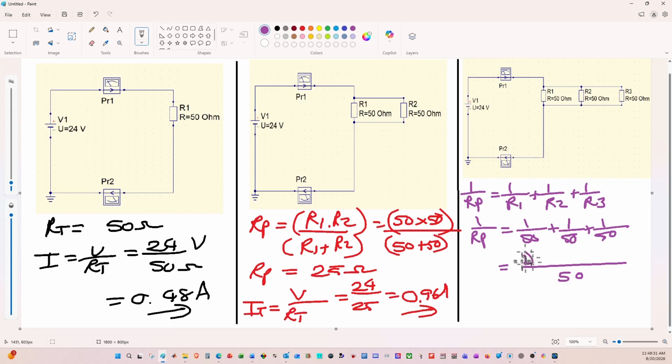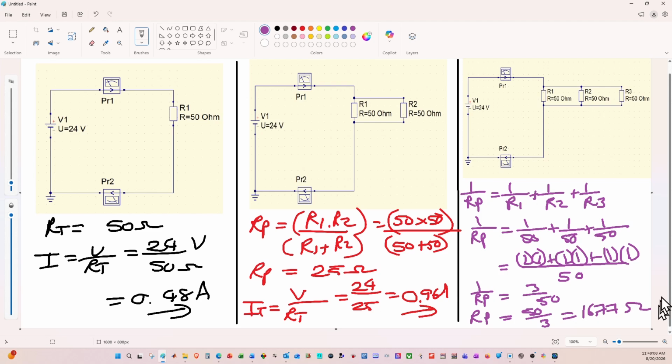50 goes into 50 once, multiplied by the number at the top, which is going to be 1, plus the next 50 goes into it once, multiplied by the number at the top, which is going to be 1, plus the next 50 goes into it once, multiplied by the number above it, which is going to be 1, and that would give it. So 1 over resistance parallel is going to be equal to 1 plus 1 plus 1 is 3 over 50. And therefore we can say that resistance parallel is going to be the inverse of that, which is going to be 50 divided by 3, and 50 divided by 3 is going to give me 16.67 ohms.